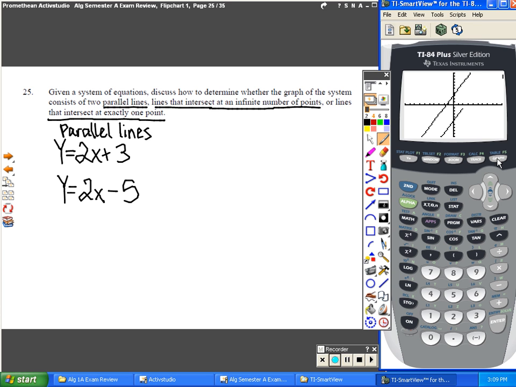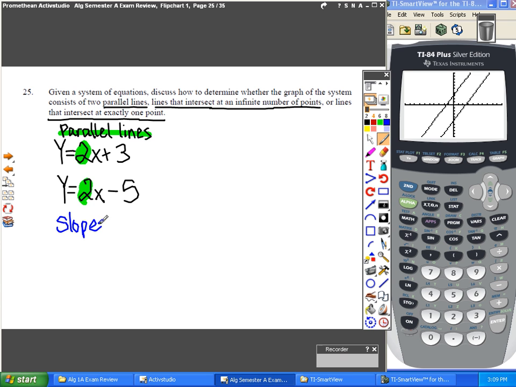you can see that one line crosses at 3 and the other line crosses at -5, but they both have the same slope. So that makes them parallel. So if you want to be able to tell without showing any work if lines are parallel, just look at their slopes. The slopes are the same.